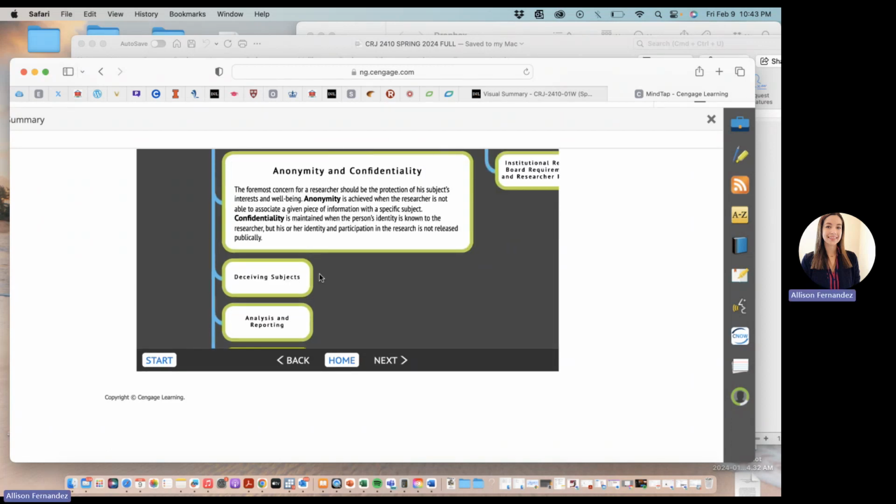You also have anonymity and confidentiality. Anonymity is exactly what it sounds like. You don't really know anything about the person. Versus confidentiality, where you know about the person, you know their identity, but then you go ahead and mask that information. That way, that person's identity is not revealed to anybody else that was not involved in the original research.